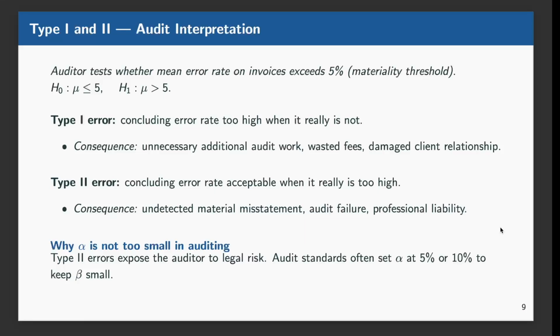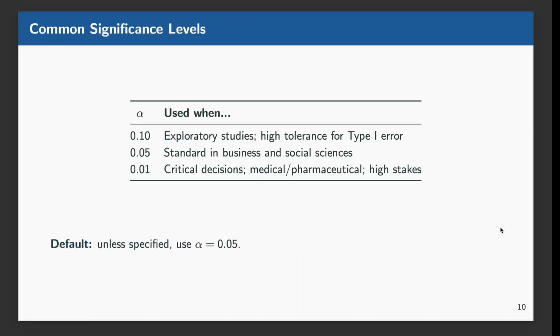Let's put an actual number on alpha. Alpha, the significance level, is the chance of a type 1 error that we are willing to tolerate, and critically, this number is decided before we ever even look at the data. 3 values come up constantly in practice. 0.10 gets used in exploratory studies where there is a high tolerance for false alarms. 0.05 is the standard across business and the social sciences generally, and 0.01 is reserved for especially critical decisions, like medical or pharmaceutical research, where the stakes of a false alarm or a misdetection are both extremely high.